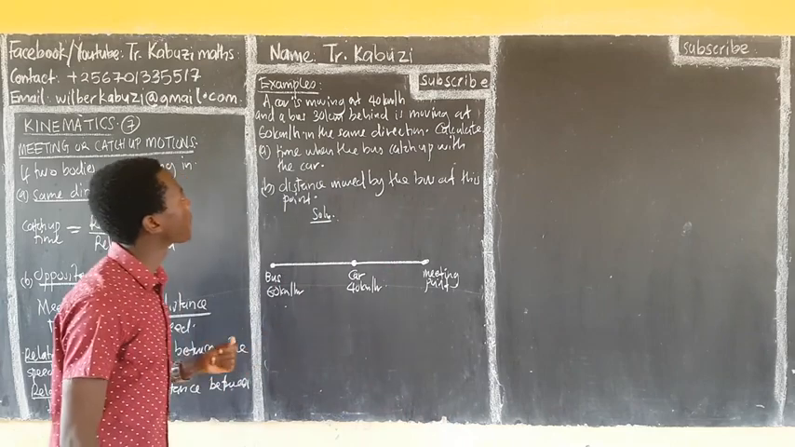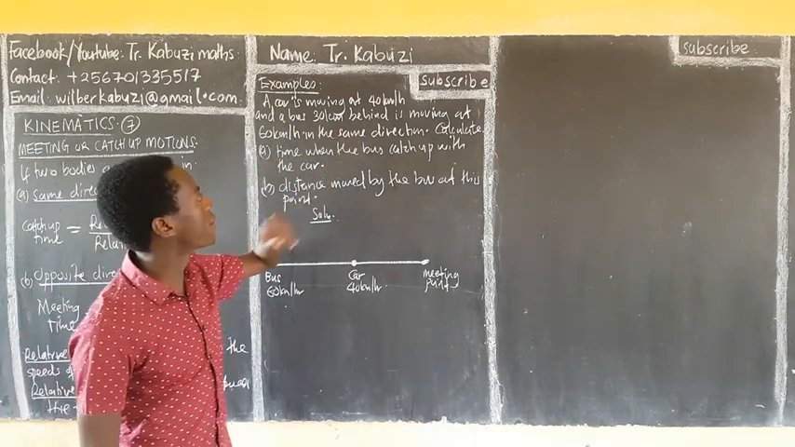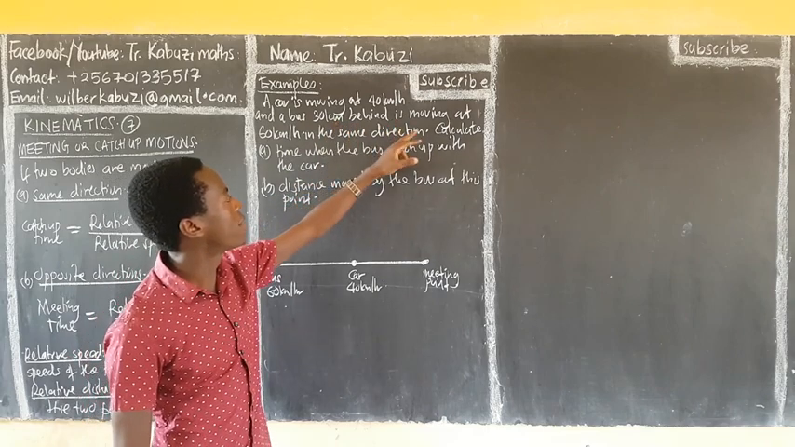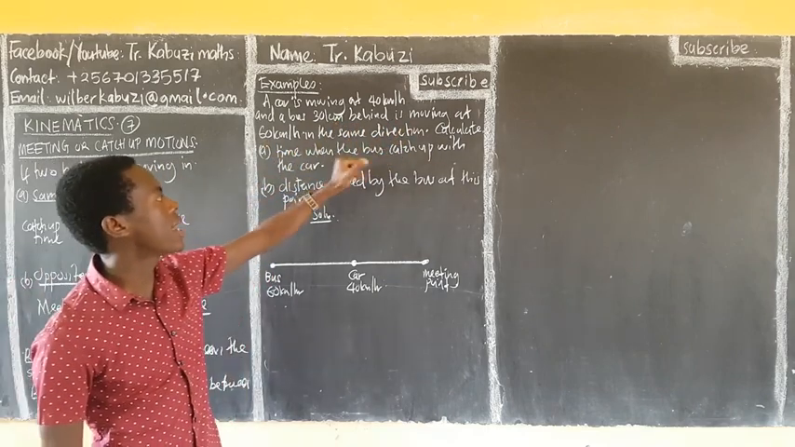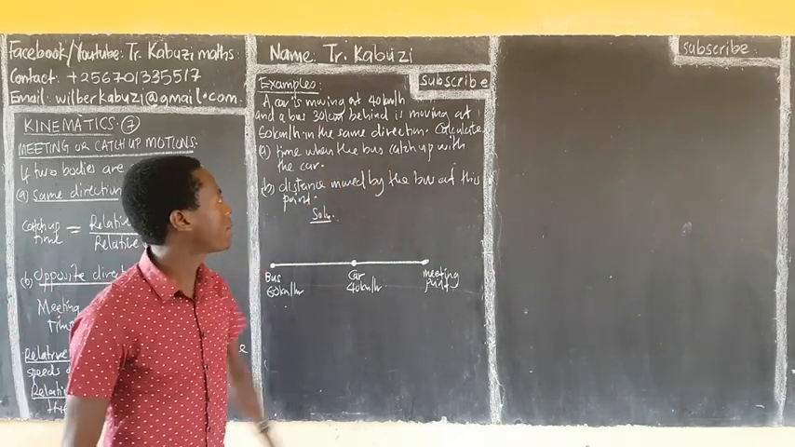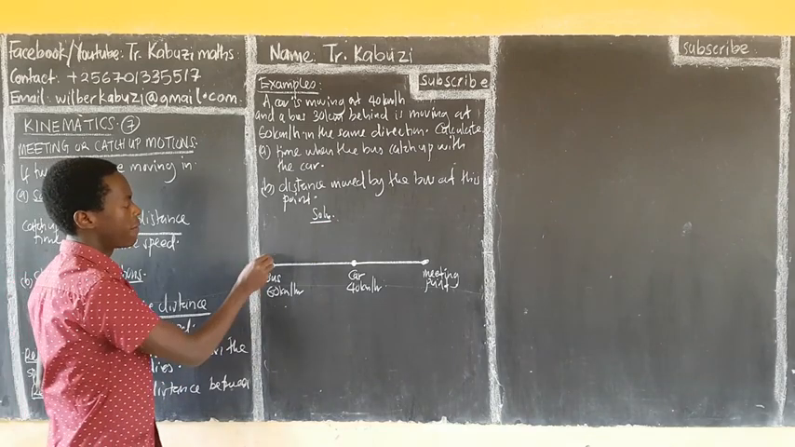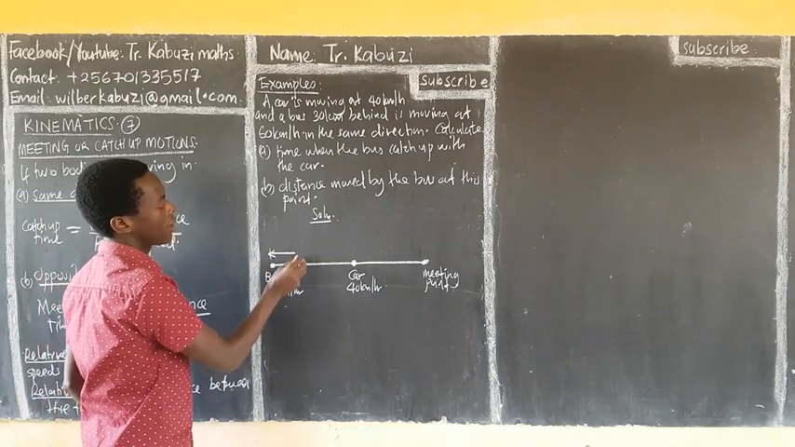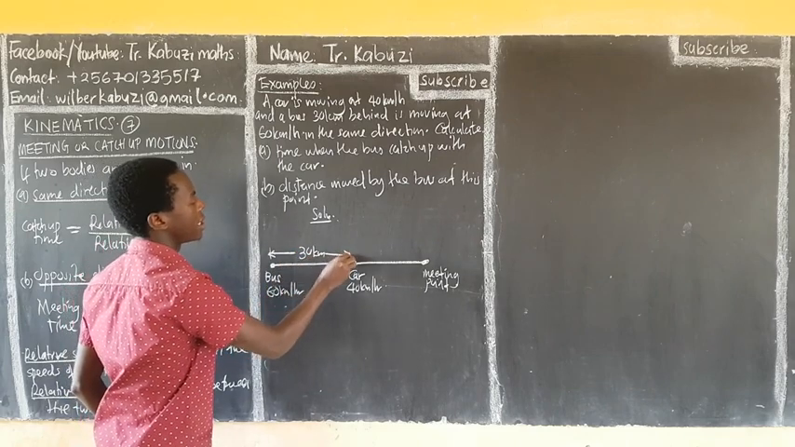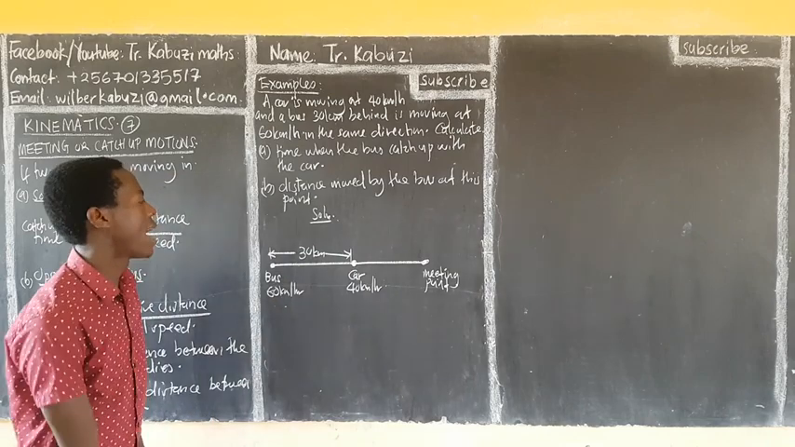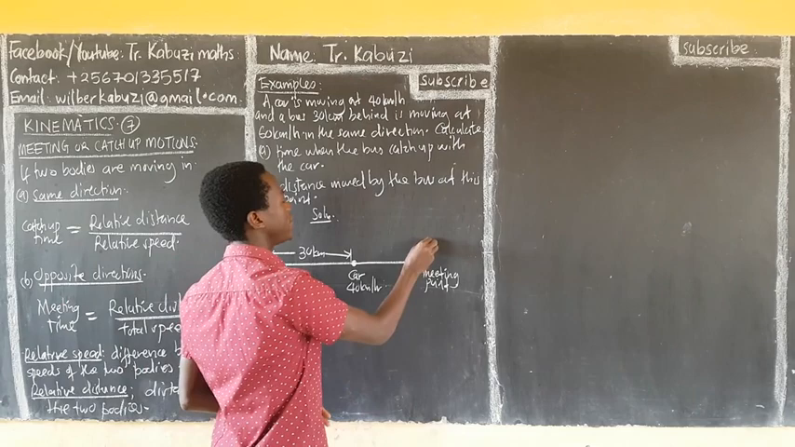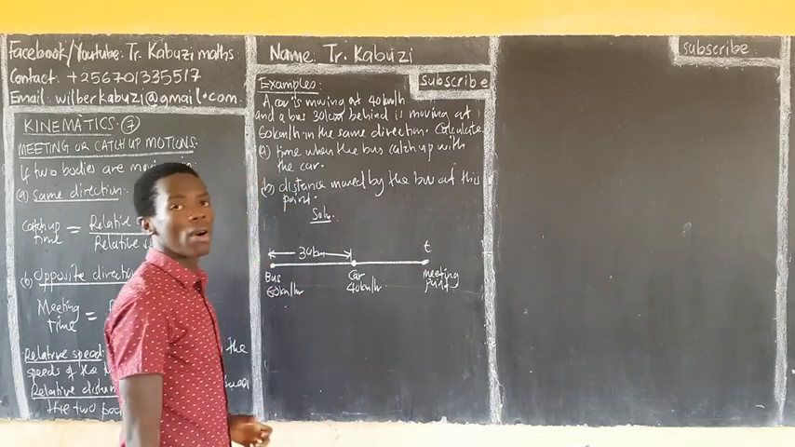So we have a question here. A car is moving at 40 kilometers per hour and a bus, 30 kilometers behind, is moving at 60 kilometers per hour in the same direction. Find the time when the bus catches up with the car. So the distance between the car and the bus is 30 kilometers. We assume this is their meeting point, and that the time when they meet is t.